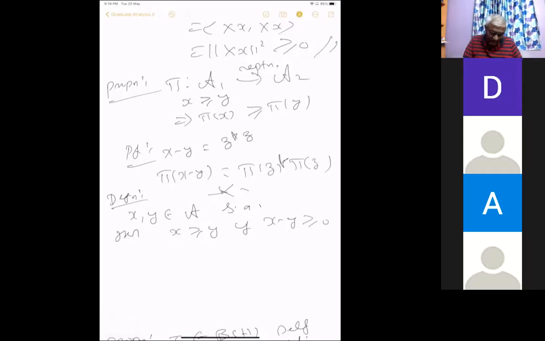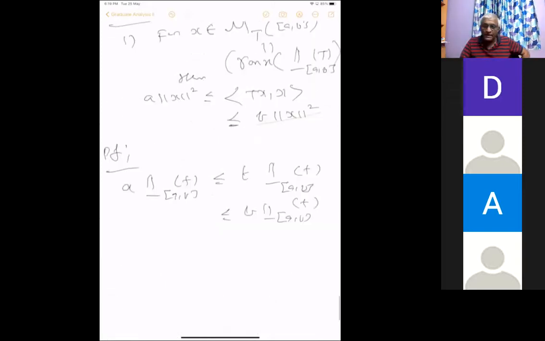So we say two self-adjoint elements satisfy X is greater than or equal to Y if X minus Y is positive. Using positivity, we define a partial order on the self-adjoint elements of the C star algebra. That partial order is preserved by any representation.